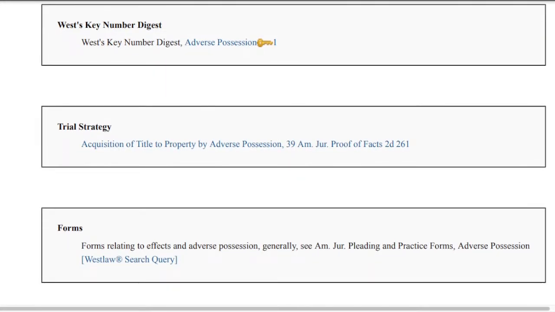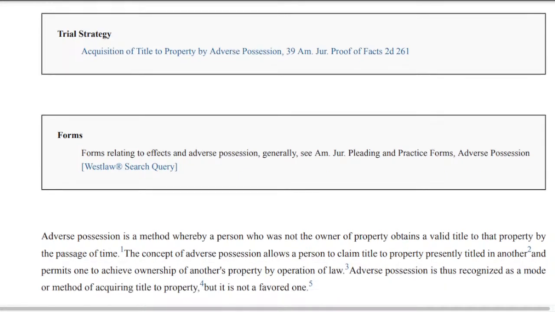So also within the American Jurisprudence, we have an acquisition of title to property by adverse possession, and that's in Proof of Facts. So that's another good one to look at, too, in Proof of Facts. That'll be in the 39. All right, let's continue.